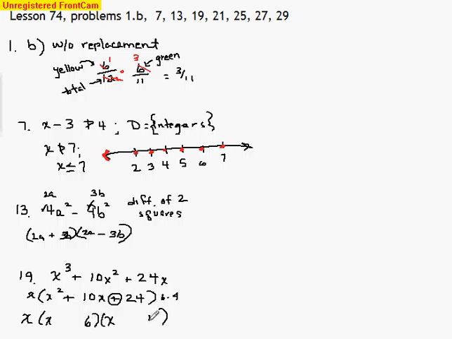6 and 4. Both signs are going to be the same. What are they going to be? They're both going to be whatever the first sign is, so they're both going to be positive. And that's how you factor this problem. Let me see. 21 looks easy. Alright, let's give 21 a try too.